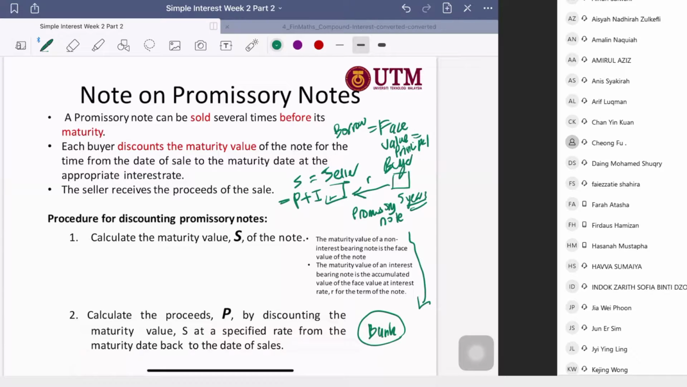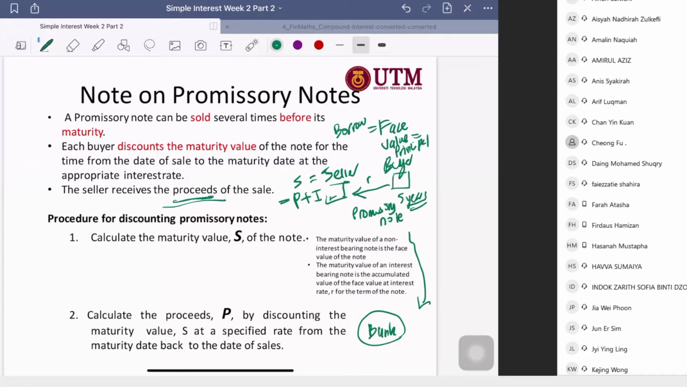A promissory note can be sold several times before its maturity, and each buyer discounts the maturity value of the note for the time from the date of sale to the maturity date at the appropriate interest rate. When the bank wants to buy the promissory note from the seller, the bank will give money based on the discounted amount. The seller receives the proceeds of the sale, which is the present value, the money the seller got from the discounted amount.